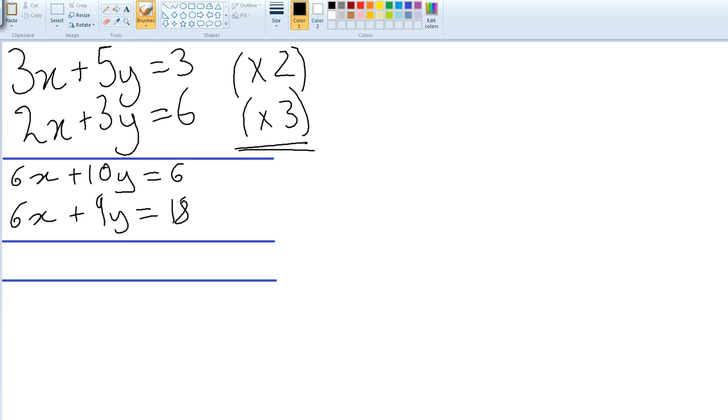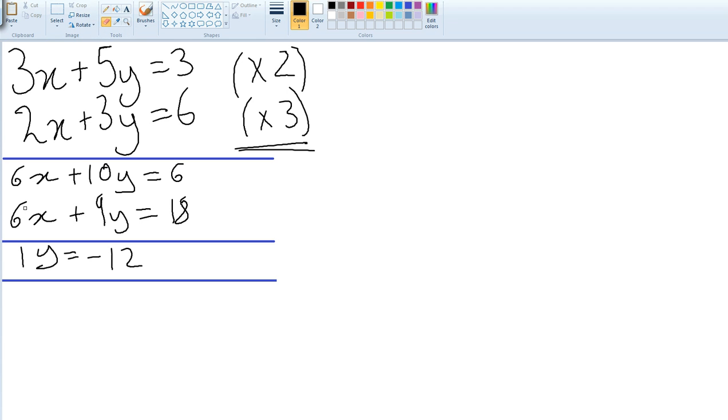So now we're in the same position as we were earlier. We have the same number of either x's or y's, which we'll be able to cancel out. So let's do that. 6x minus 6x equals 0. 10y minus 9y equals y, or 1y. So 6 minus 18 equals minus 12. So now we know that y equals minus 12.